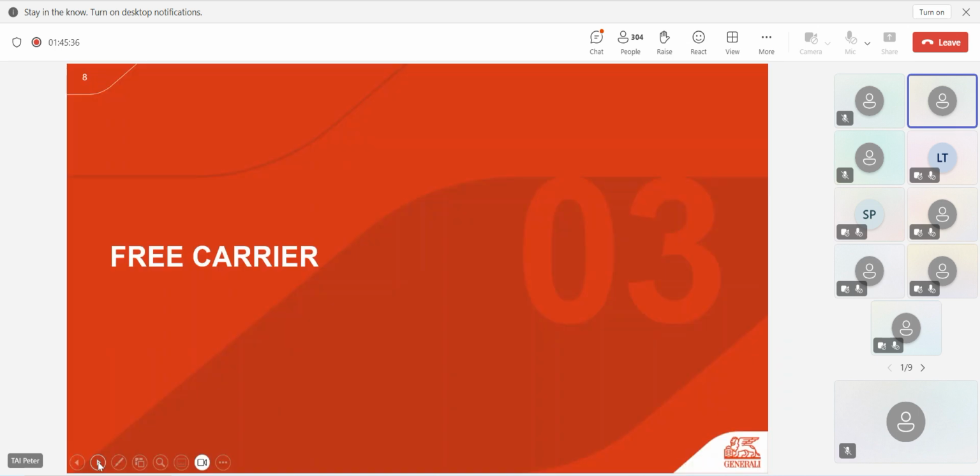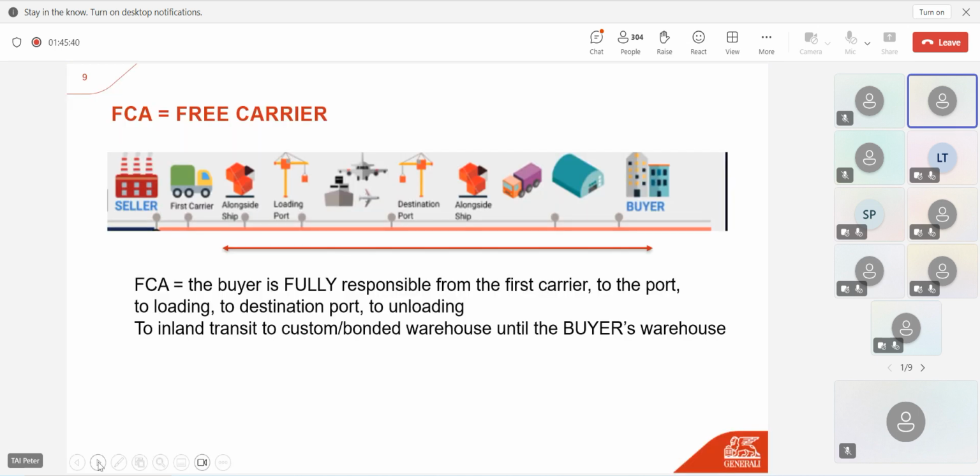Now the second one is what we call free carrier. Free carrier meaning what? Meaning the first carrier, the seller will use their own lorry, or another person's lorry or a third party lorry. They will send it to where? To alongside ship. So they will put it at the customs bonded warehouse. So they just put it to the port only. Okay, they load.